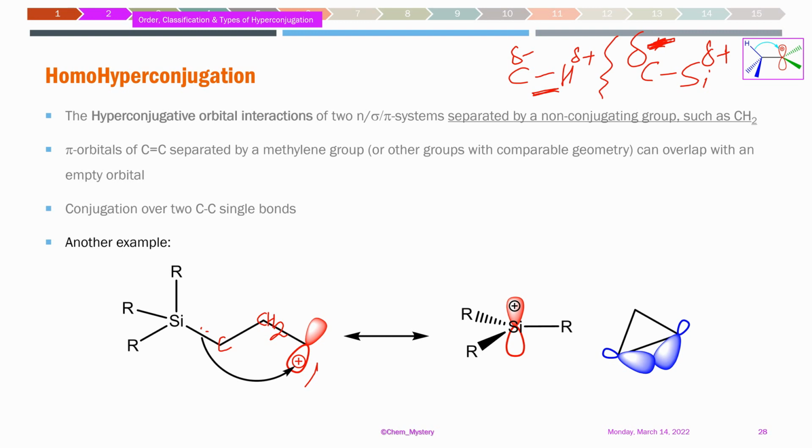And again, if you see, this time we have the first carbon-carbon bond and the second carbon-carbon bond. So this is happening across two carbon-carbon single bonds, just like we have seen in the case of homoconjugation. This hyperconjugation is taking place from the beta carbon. Earlier we had alpha carbon-hydrogen bonds involved in hyperconjugation. Here we have beta carbon-hydrogen or carbon-silicon bonds undergoing hyperconjugation. This is one of the possible cases of homohyperconjugation.